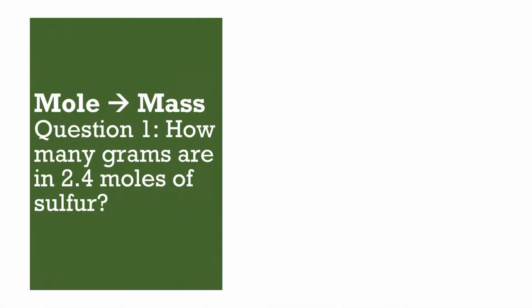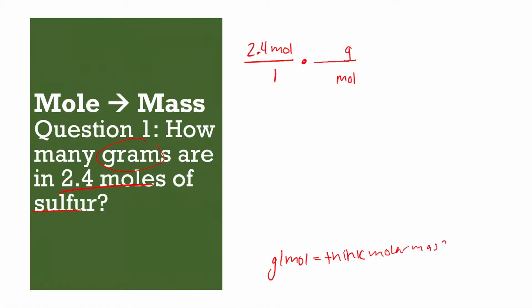So question number 1 says how many grams are 2.4 moles of sulfur? So 2.4 moles is our given. Put our given over 1. Now we want moles to go away. So moles goes on the bottom, and we're going to grams. So remember, grams over mole, you should think molar mass. So even if it's moles over grams, which we'll see on the next thing, if you see moles and grams related to each other, again, you should be thinking molar mass.